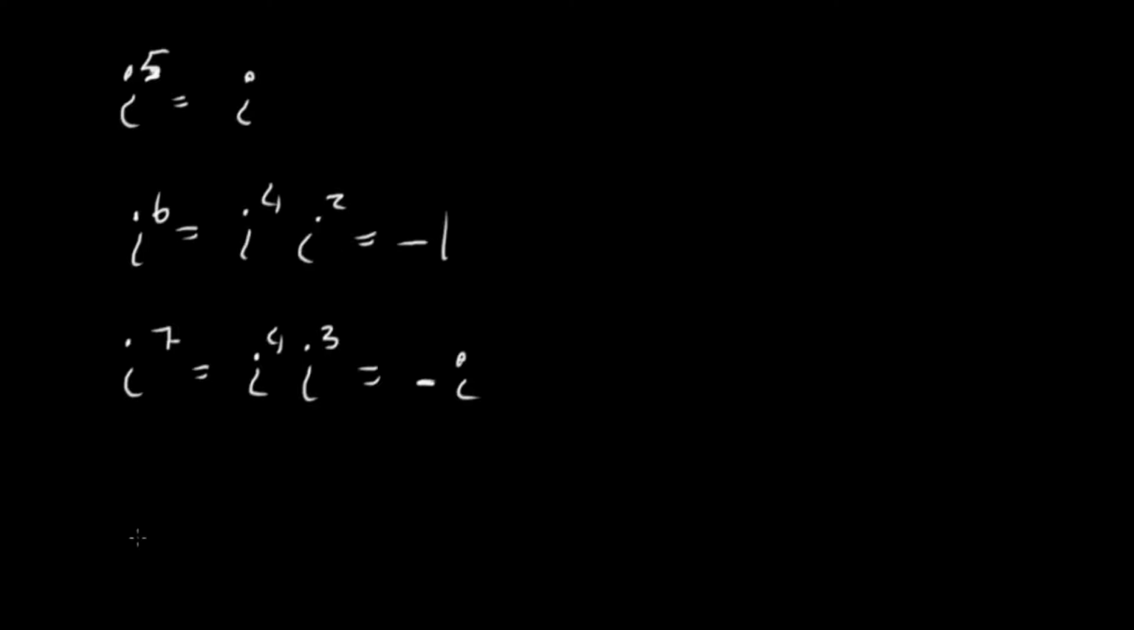i to the 6th is going to be the same thing as i to the 4th times i squared, which is negative 1. i to the 7th is going to be the same thing as i cubed, because it's i to the 4th, which is just 1, times i cubed. So i cubed, that was negative i. And then i to the 8th, we can keep doing this forever. That's going to be 2 sets of i to the 4th, which is just 1. So this is just 1. So we can keep this pattern going.